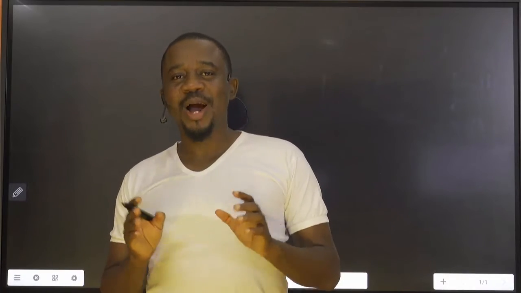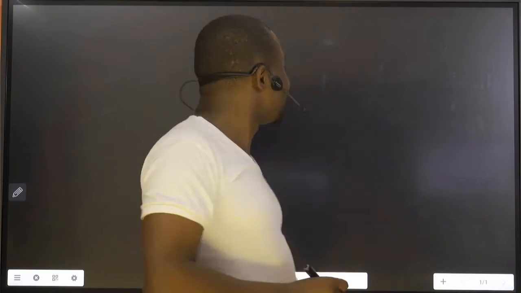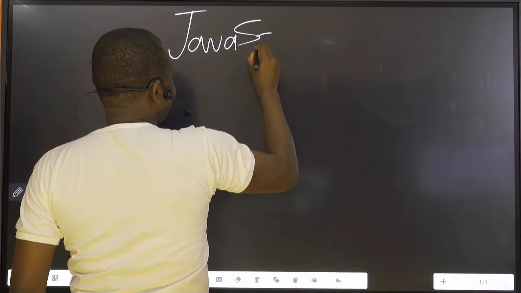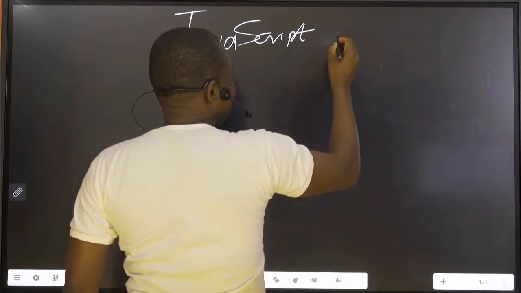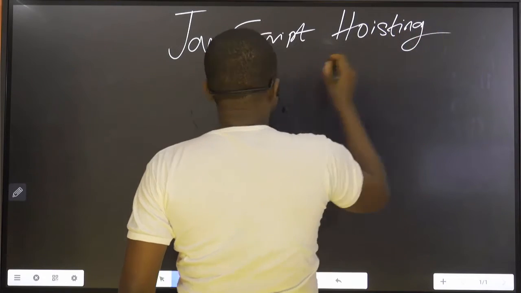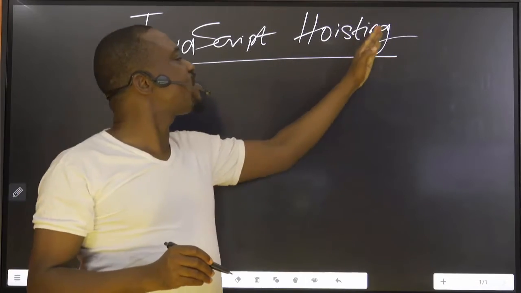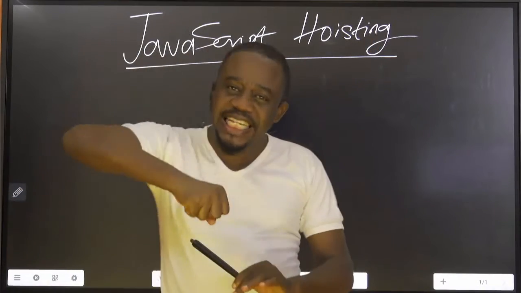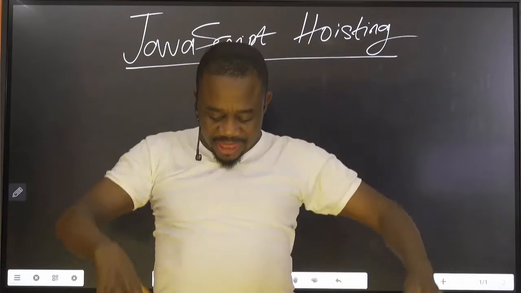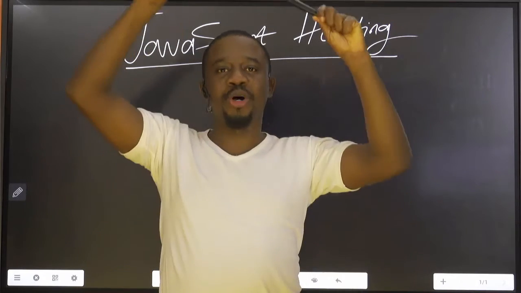In this section, I want to look at hoisting. Hoisting in JavaScript. The first thing we need to know is, what is the meaning of hoisting? Hoisting is lifting. You have something you want to lift up, that is, you are hoisting it from bottom to top.